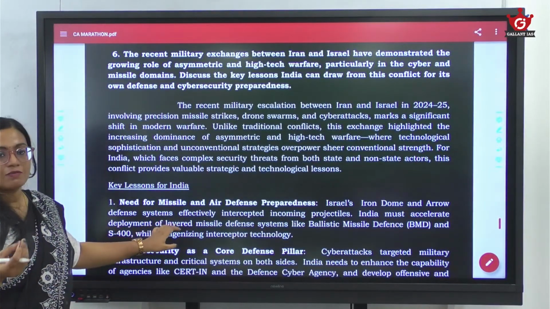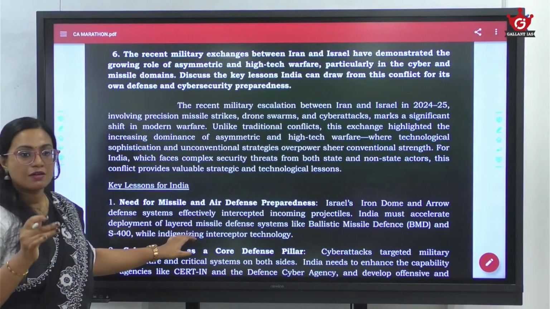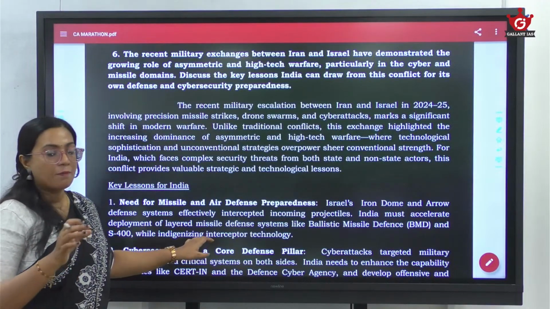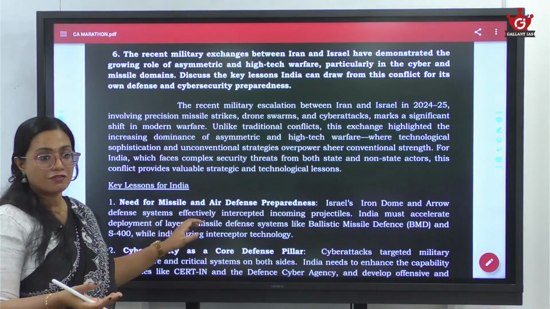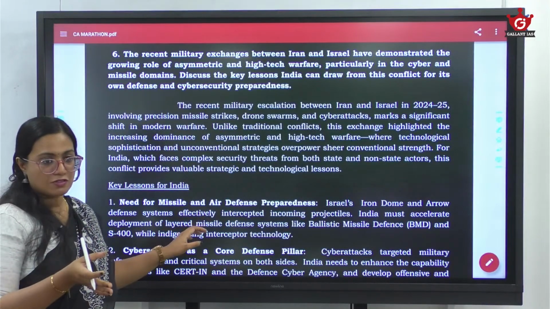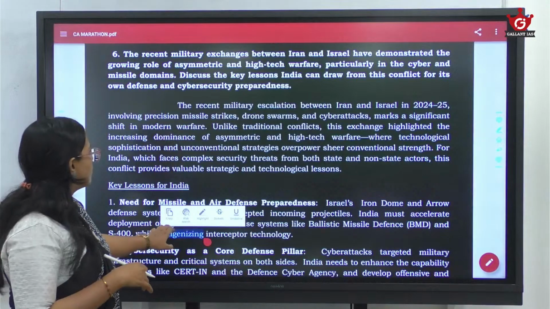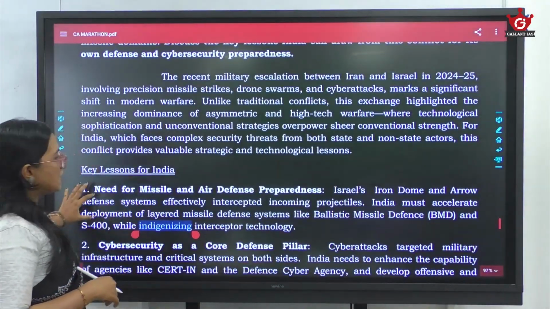So when it comes to Israel and Iran, we all talk about the energy security. That's a very probable question, but it's a very expected question also. But the cyber attacks and what lessons India can learn from this is a slightly different theme, slightly different question, and that's why this question was put here. So what are the key lessons for India?